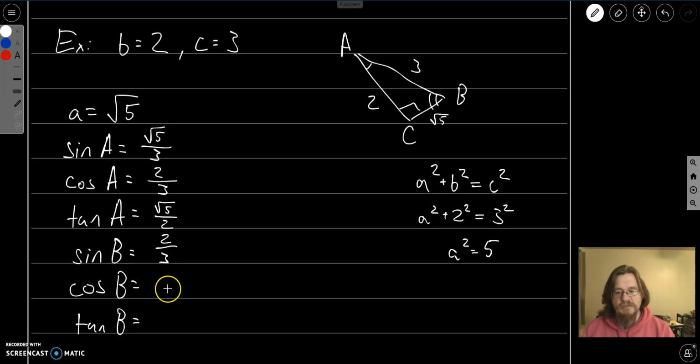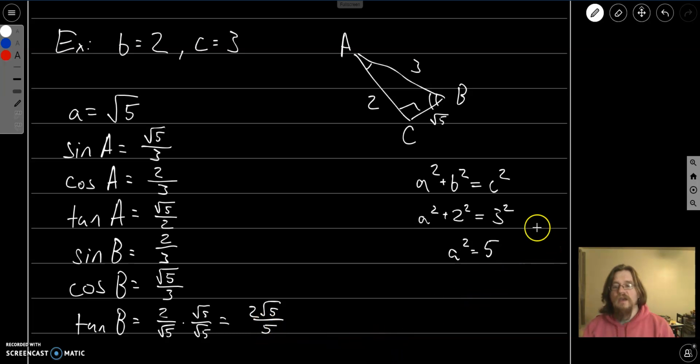Cosine, adjacent over hypotenuse. So the side adjacent to B is the square root of 5, and the hypotenuse is 3. And then tangent is going to be opposite over adjacent. And with this textbook, they want us to rationalize fractions. So we don't want this square root of 5 on the bottom. So I'll multiply by the square root of 5 divided by the square root of 5 to cancel out. And what we're left with is 2 root 5 over 5. And this is how we use SOHCAHTOA.